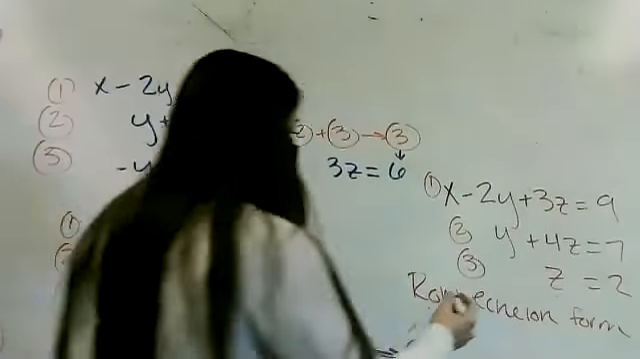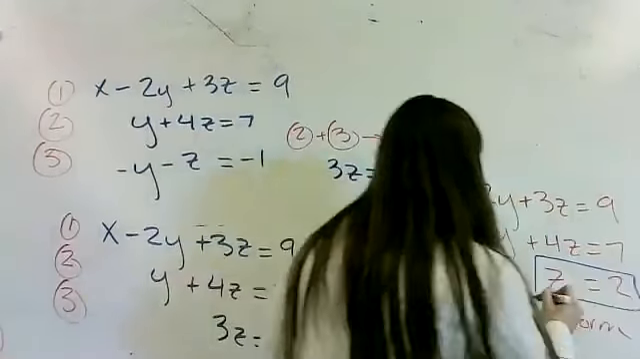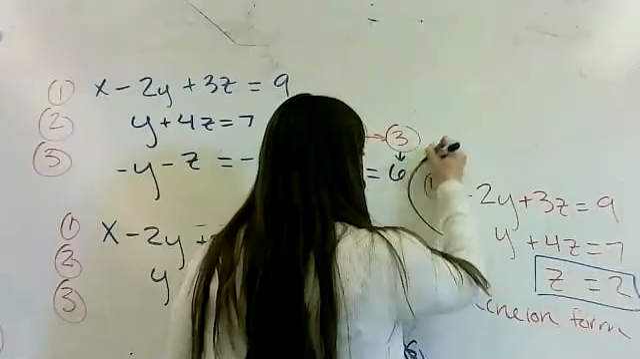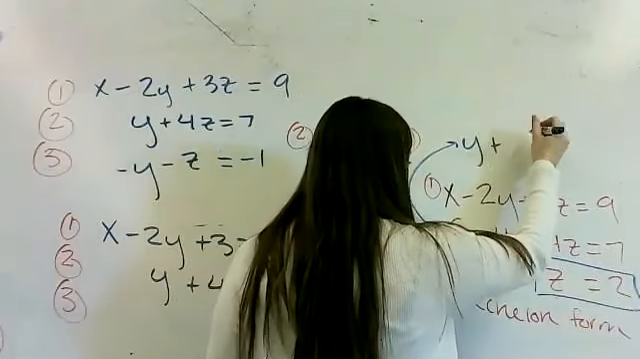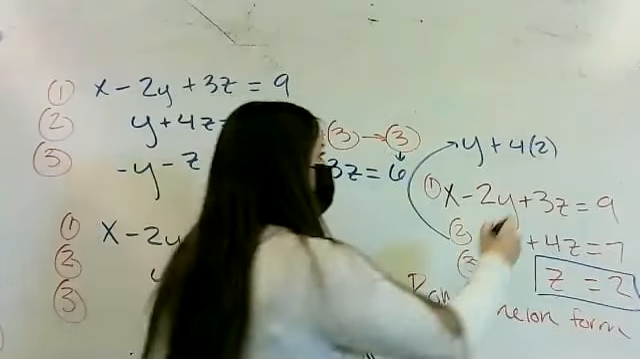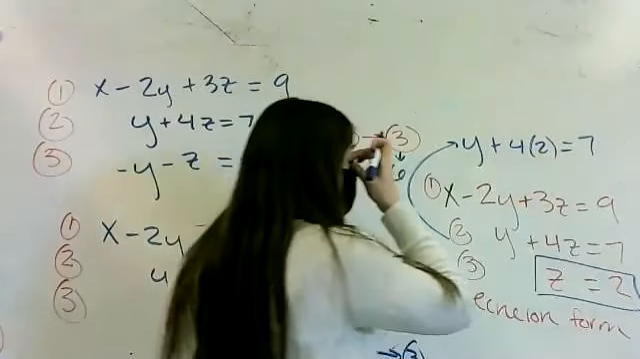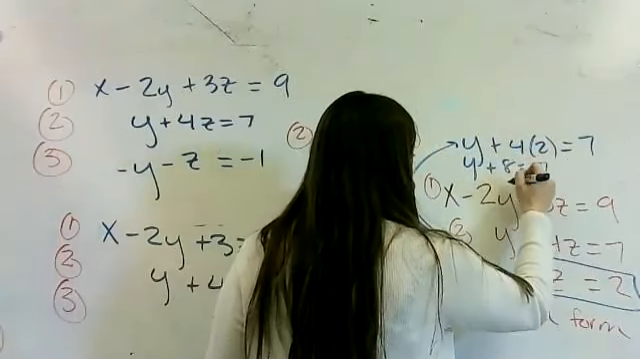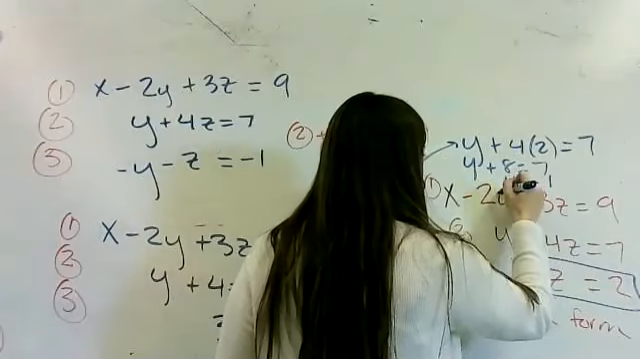Last couple steps again are just finding my x, y, and my z. My z equals 2. That was easy and awesome. To find my y, take equation 2. y plus 4, substitute in 2 for z, equals 7. If you solve that down, y plus 8 equals 7, or y equals -1.